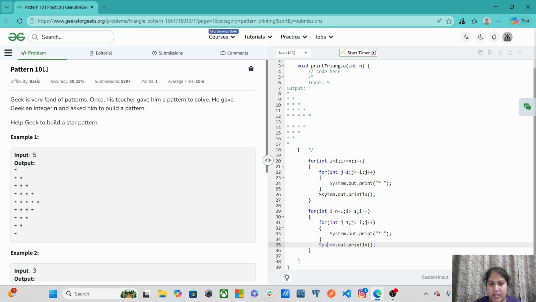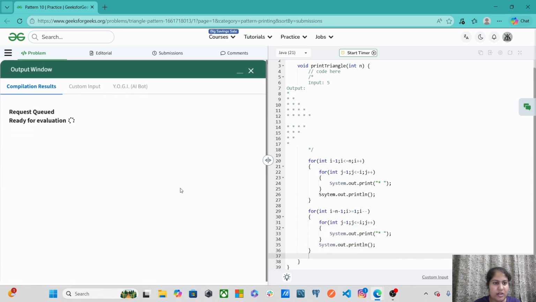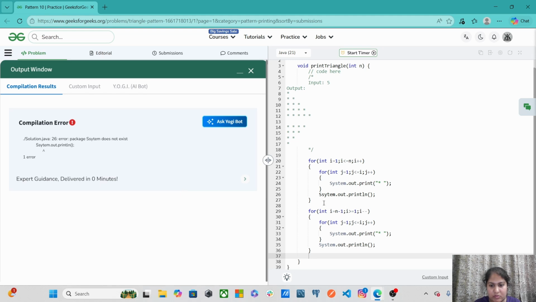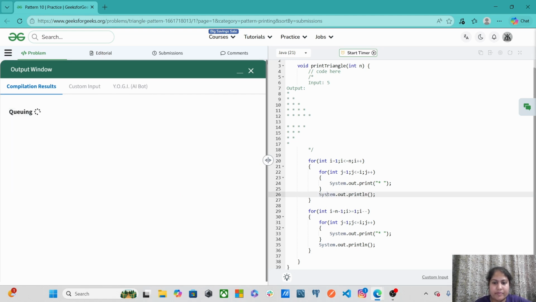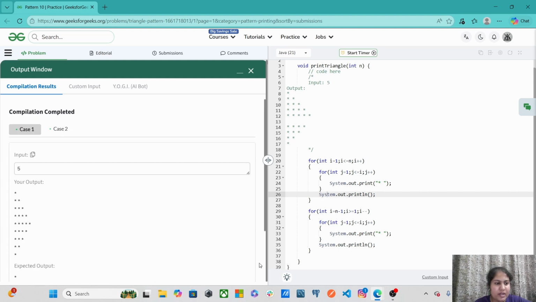This part is printing the upper left angle triangle, and this part is printing the lower inverted left angle triangle. Let's try to run it. Yeah, it is working absolutely fine for 5.